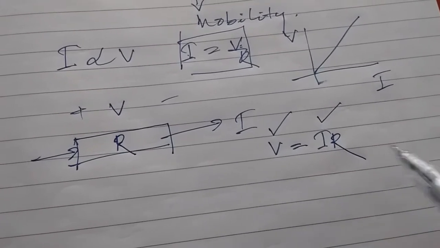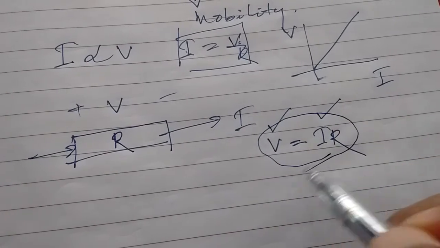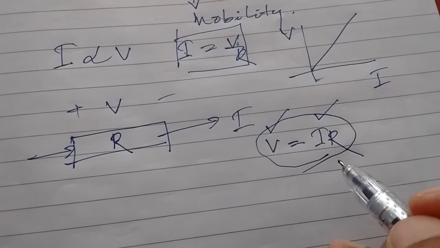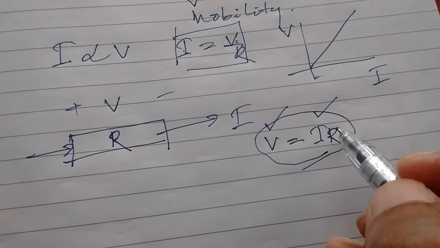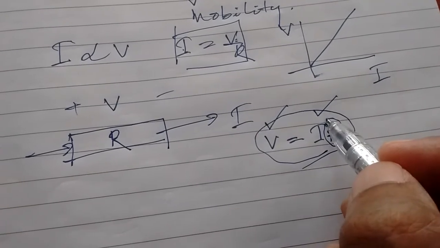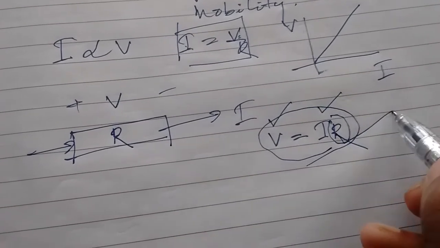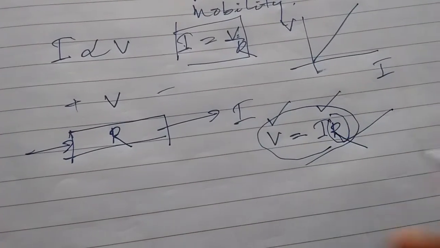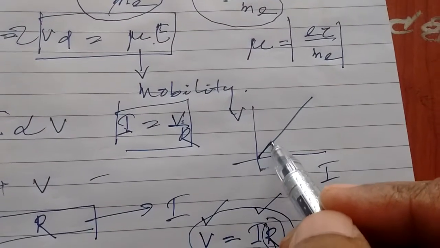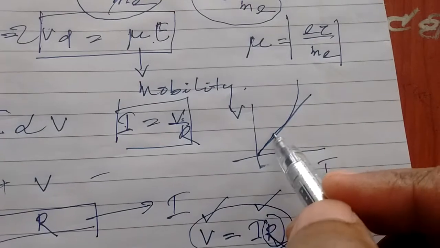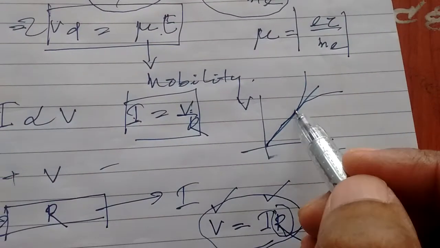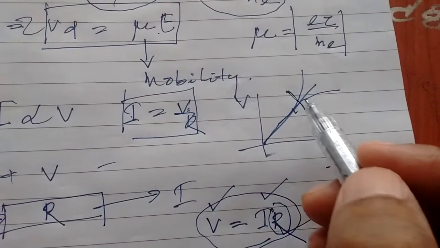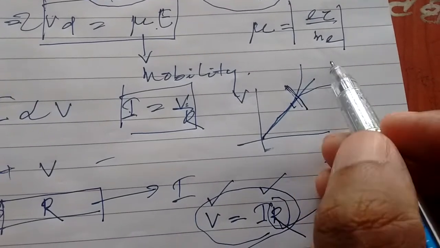If resistance increases, then this relationship does not hold true anymore, because R is taken as constant here, and once temperature rises, R also rises. That's why we cannot consider this relation to be true anymore. It will deviate from its linearity and it may go here or there, but it will not be linear after a certain value. So this is one limitation.